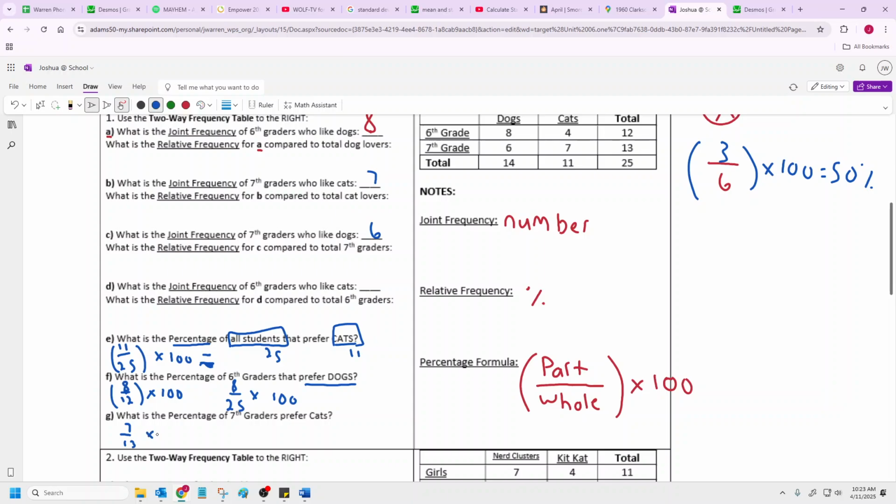But if your brain works where it's like, this isn't exact enough for you, and again, that's a real thing, and you compared it to the entire population, then your work would look like this. The amount of seventh graders that like cats is 7, and then the total population is 25.